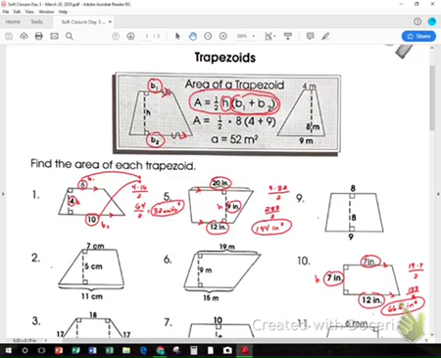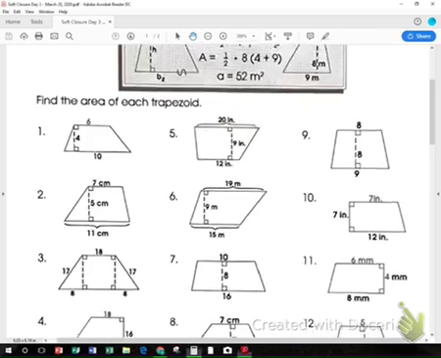Okay, that's it, man, on that page. Those are not super hard. So you can use those three as examples of what to do on that. Remember, add the bases, multiply by the height, divide by 2. Okay, on to the next bit then.